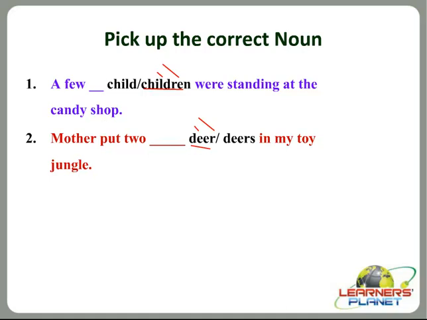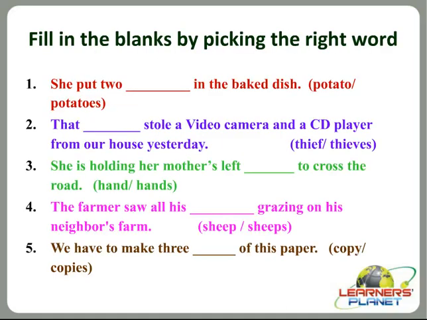Last exercise. We'll do it very quickly, students. She put 2 dash in the baked dish. 2 means many. Potato, potatoes. The correct answer is potatoes because it is 2.